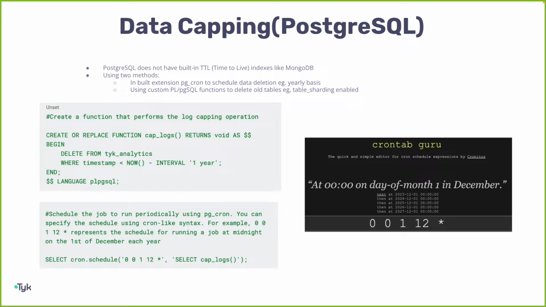Okay, so that's pretty much for data capping for Mongo itself. Now I'm going to be moving forward to how we can achieve a similar function for Postgres. While MongoDB has a native feature for automatically expiring documents based on a specified time, Postgres does not provide direct support for automatic data expiration through TTL indexes right out of the box. However, we can achieve that using other methods.